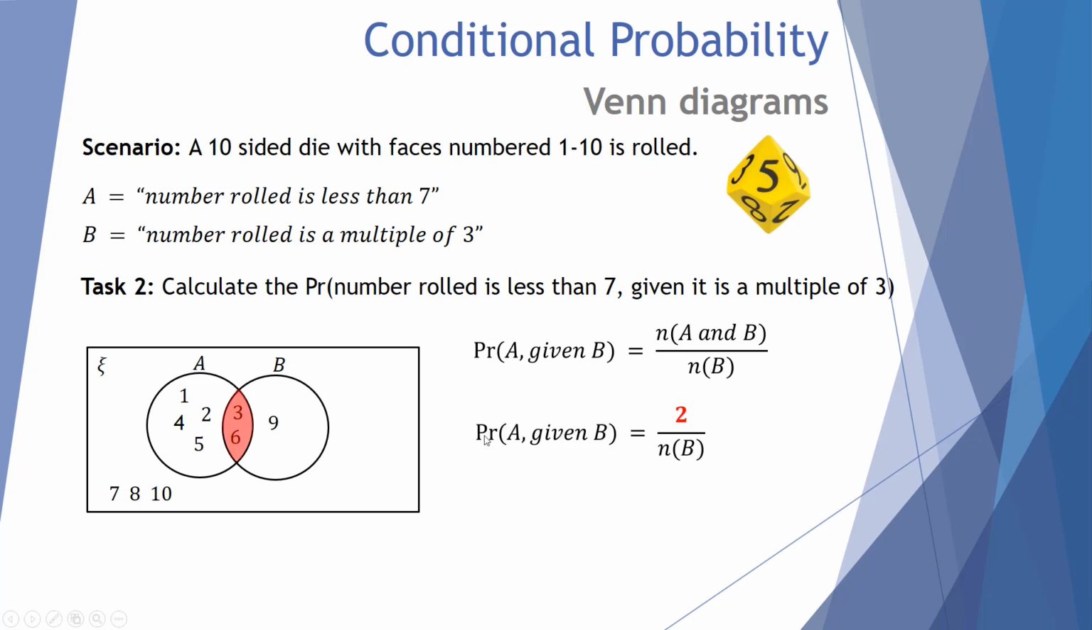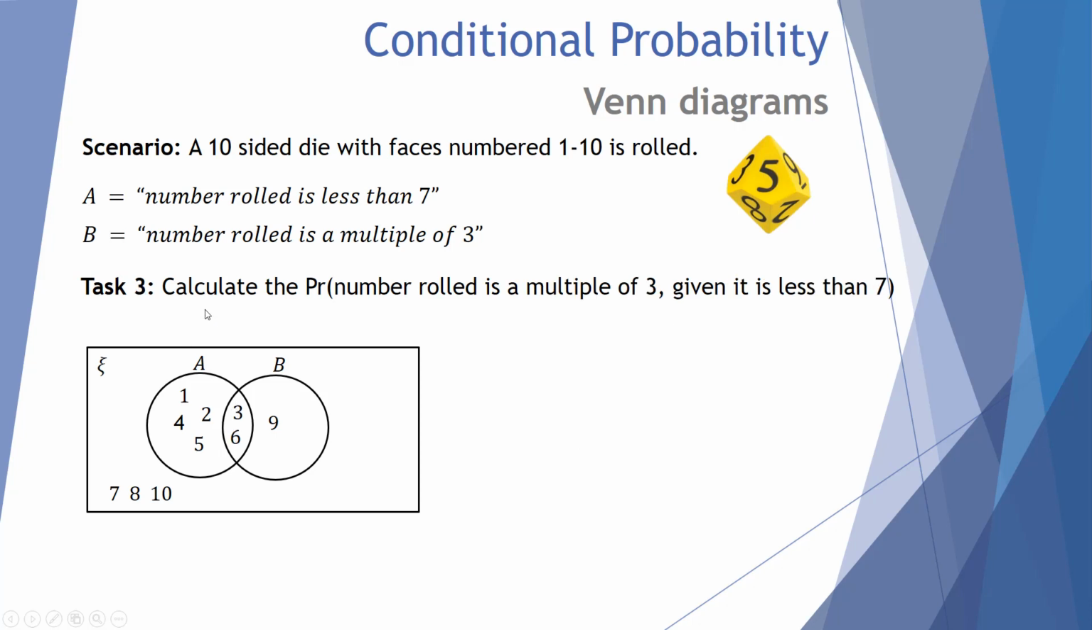So first of all, the probability of A given B: the number of outcomes in event A and B, where they overlap, there's 1, 2, number 3 and 6, so there's 2 possible outcomes. And in total in B, there's 1, 2, 3 outcomes. So the probability of the number rolled is less than 7, given it's a multiple of 3, is 2 out of 3.